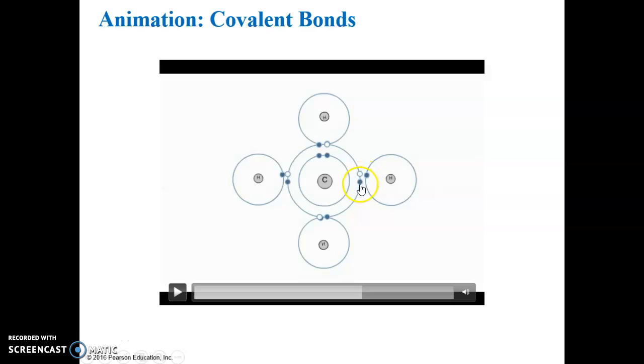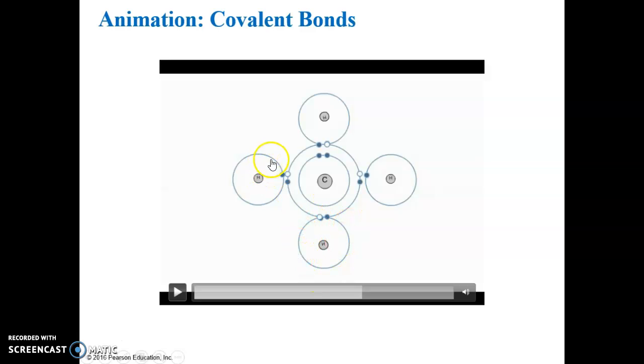So again, it's just the combination, the interaction of electrons. It's one pair here to form a covalent bond here. Here's a second covalent bond being formed, hydrogen and carbon. Here's a third one, and here's a fourth one.